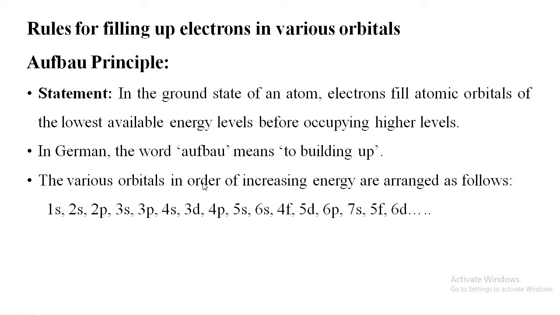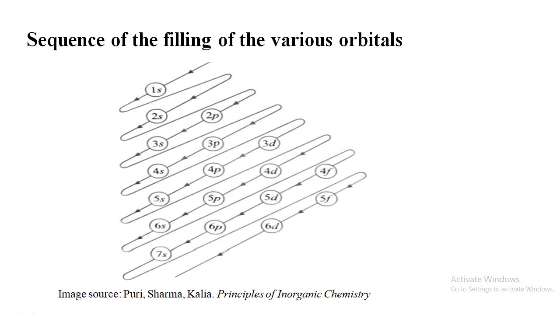The various orbitals in order of increasing energy are arranged as follows. That is 1s, 2s, 2p, 3s, 3p, 4s, 3d, 4p, 5s, 6s, 4f, 5d, 6p, 7s, 5f, 6d. See the sequence of the filling of the various orbitals. First we have to write the orbitals like this: 1s, 2s, 2p, 3s, 3p, 3d, 4s, 4p, 4d, 4f, 5s, 5p, 5d, 5f, 6s, 6p, 6d, and the last one is 7s.